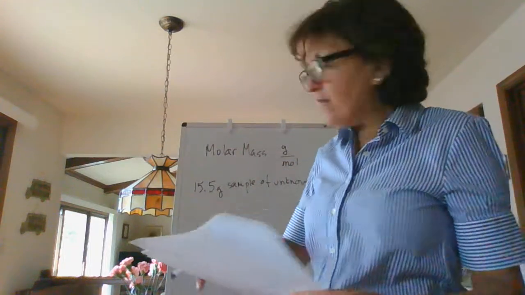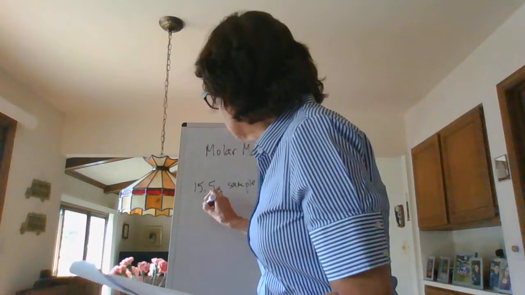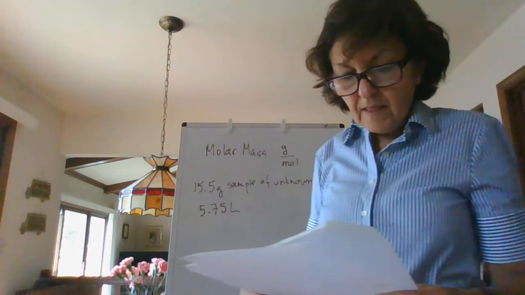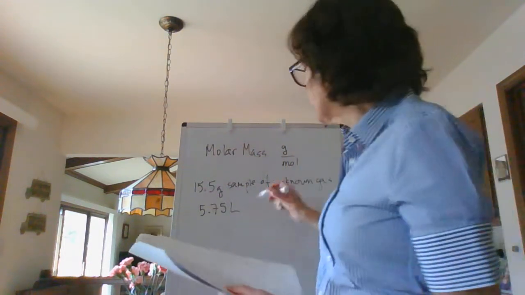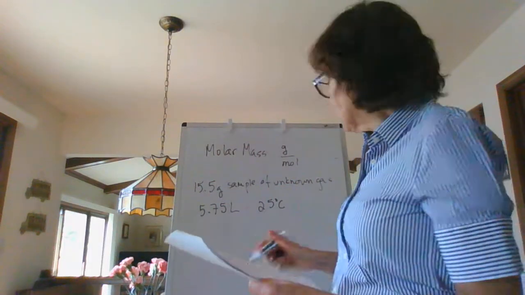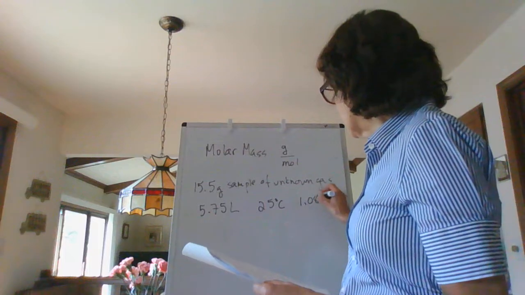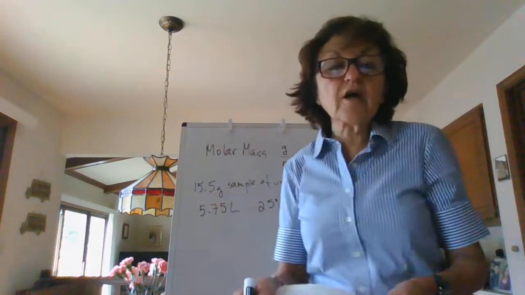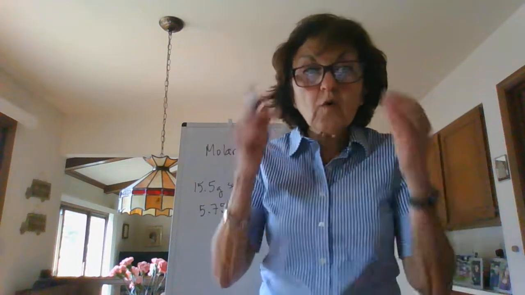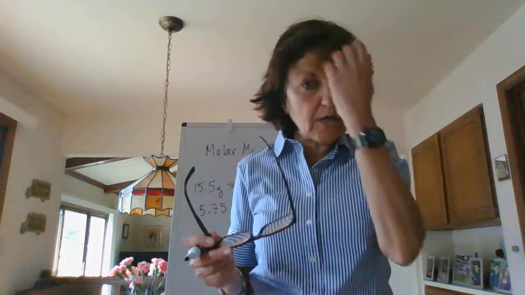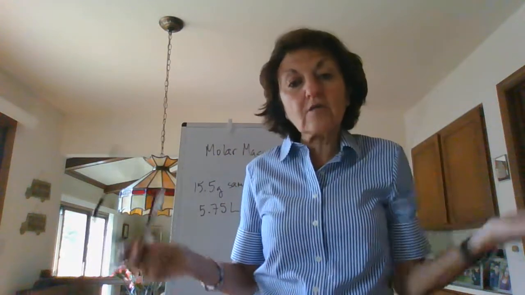And you have it in a container that is 5.75 liters, okay? And the temperature is 25 degrees Celsius, and the pressure is 1.08 atmospheres, okay? And your job is to find the molar mass. Well, when you get a problem like that, and I promise you will get a problem like that on the test and in the homework.